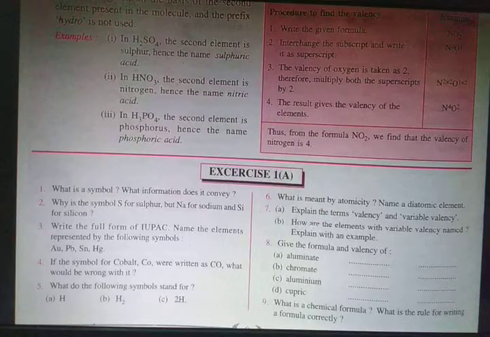Everything is okay. The next question, explain the terms valency and variable valency. We have discussed these terms previously also.